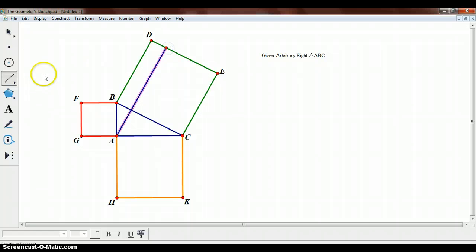So here we have a line from point A to line segment DE that is also parallel to BD. Next, we're going to want to construct a line segment from point A to point D. Also, we want to construct a line segment from point F to point C.